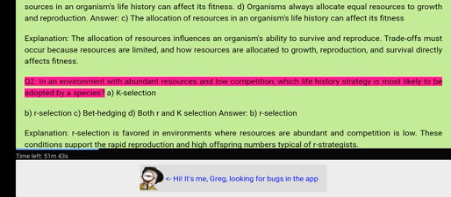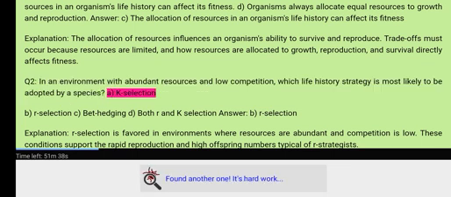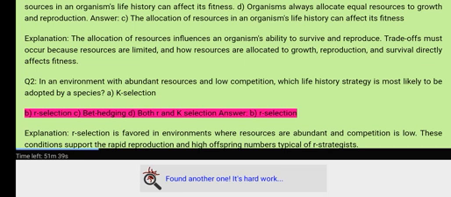Q2. In an environment with abundant resources and low competition, which life history strategy is most likely to be adopted by a species? A. K selection. B. R selection. C. Bet hedging. D. Both R and K selection. Answer: B. R selection.